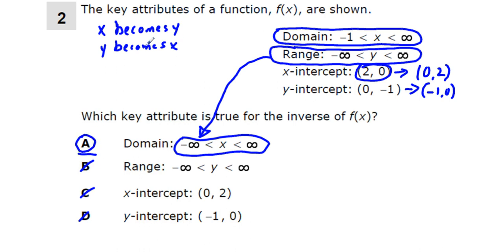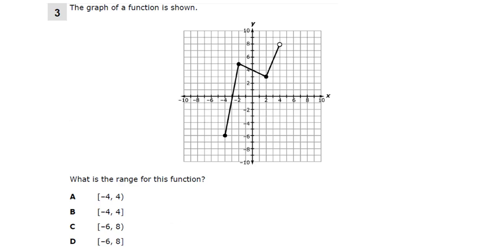So x becomes y, y becomes x. The domain of one function is the range of the inverse, and so forth. Next, 2. What is the range for this function?